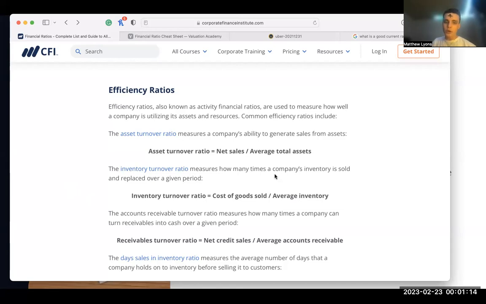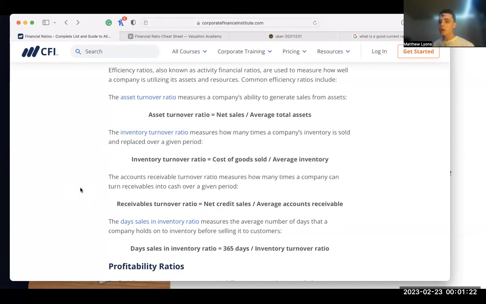Inventory turnover ratio is simply just how many times a company's inventory is sold and replaced over a given period of time. So how fast they're going through inventory. So a grocery store, they're going to go through inventory lightning fast because it's going to spoil. They got to go through it quick. And this shows us how fast they're really selling things. That could show growth.